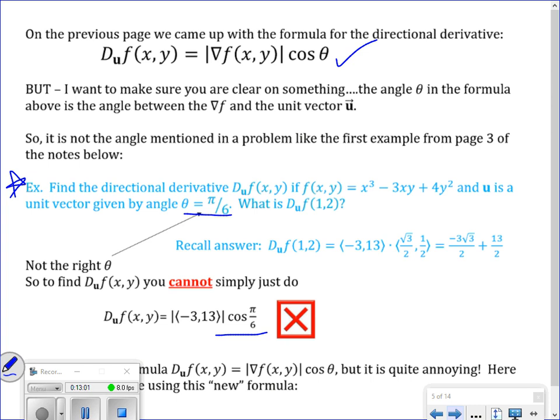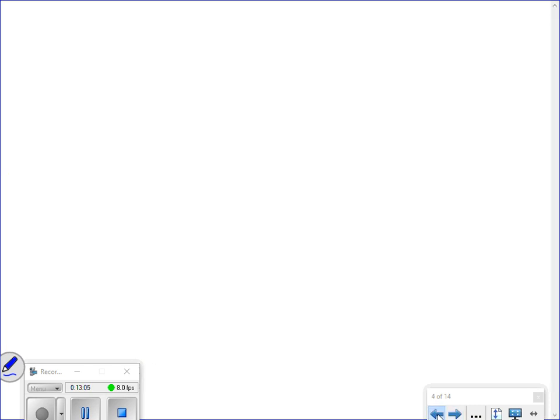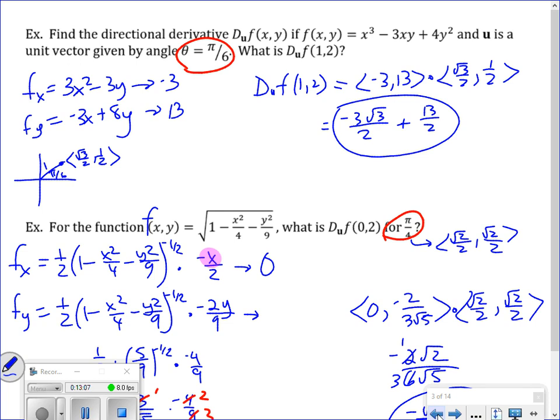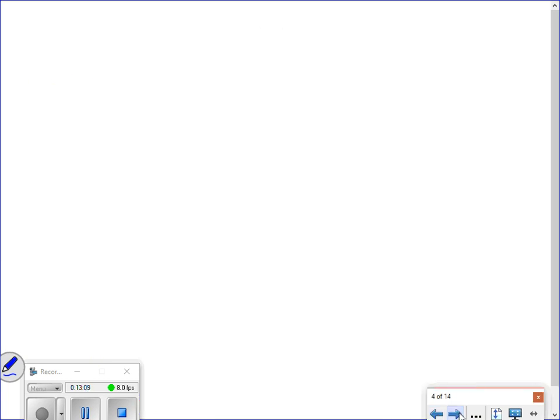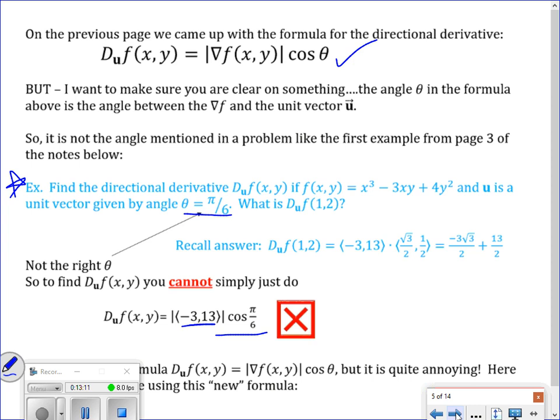You know, we came up with the -3 and 13. You saw that on the last page, right here, right? And then you can just multiply by the cosine of pi over 6. Cosine of pi over 6 is radical 3 over 2. And so you can see that you're not going to get the same thing.